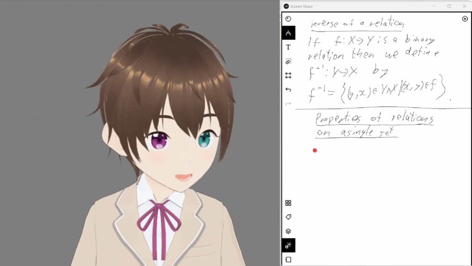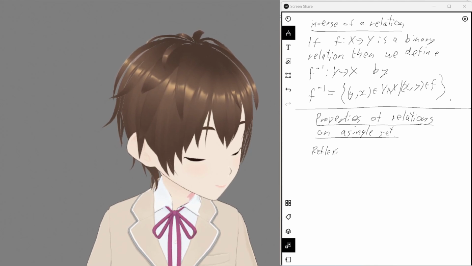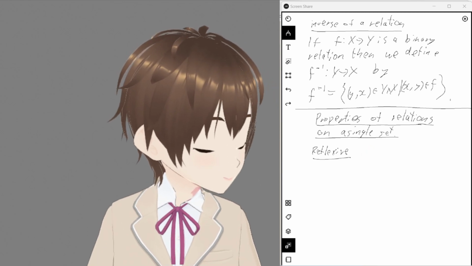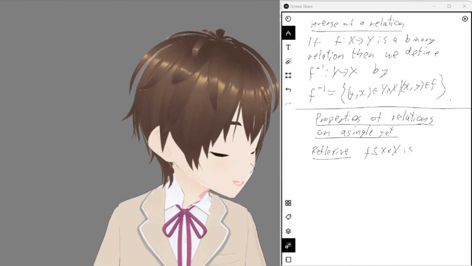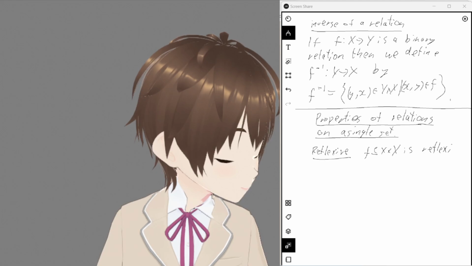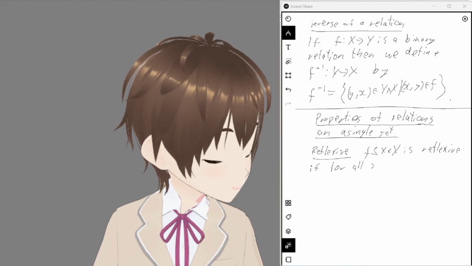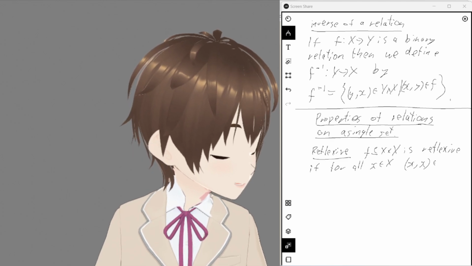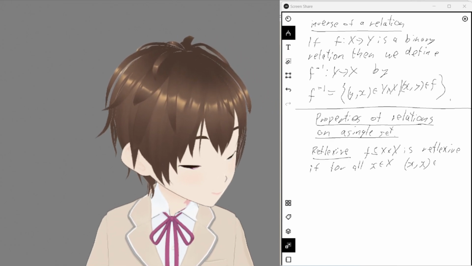So the first one is called being reflexive. We say F, a subset of X times X, is reflexive if for all x in X, (x, x) is in F. In other words, it contains the equality relation.